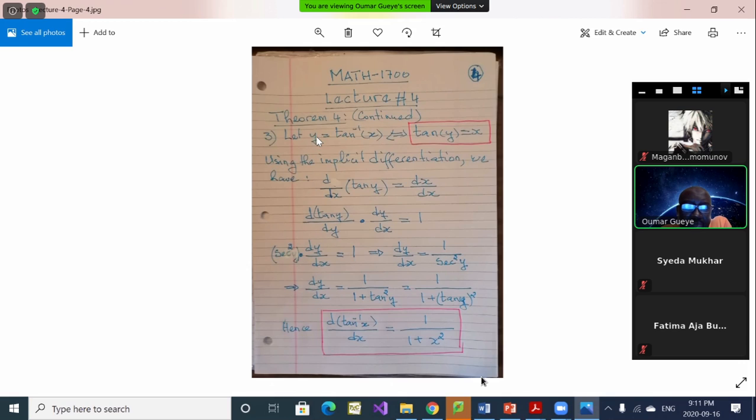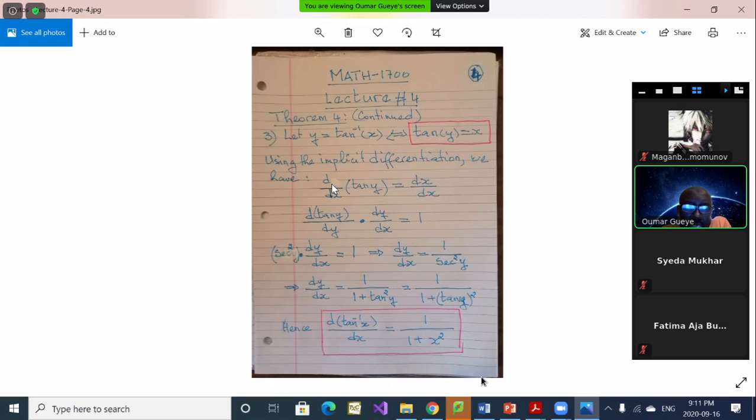So the left-hand side becomes tan of y when you apply tan on both sides. And on the right-hand side, you get tan of tan inverse of x. So the tan and the tan inverse cancel out, and the right-hand side becomes only x. So you'll get tan of y equal to x. And using implicit differentiation, we'll differentiate this equation that I highlight here with respect to x. When you differentiate with respect to x, you get exactly this.